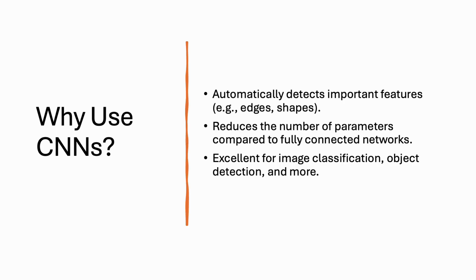So why do we use CNN? Well, here are three big reasons. They automatically detect important features in images like edges, shapes, and texture. They are way more efficient than traditional neural networks because they reduce the number of parameters. They are amazing at tasks like image classification, object detection, and even facial recognition. Basically, if it involves visuals, CNNs are the go-to tool.